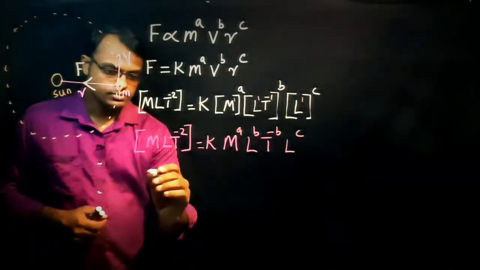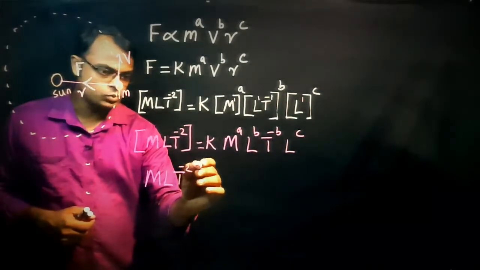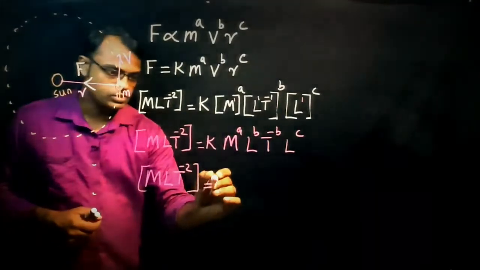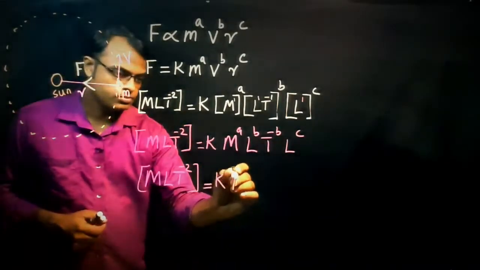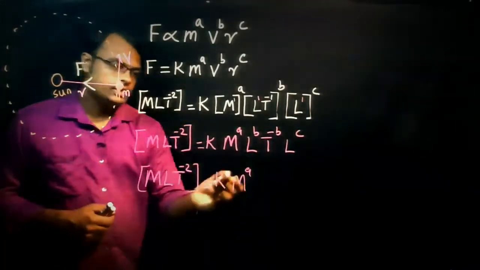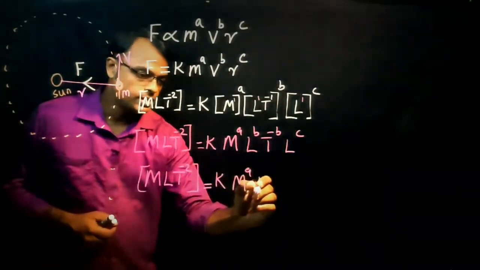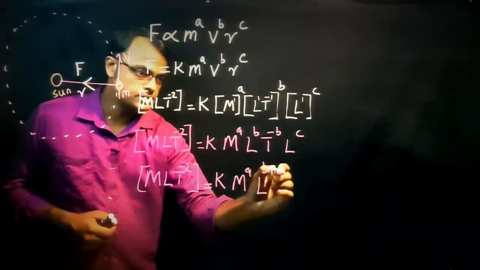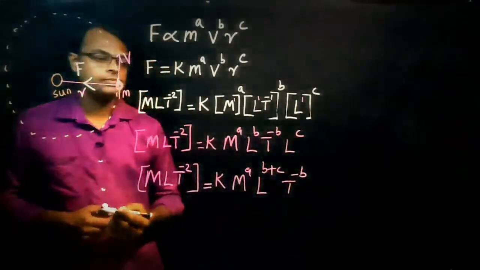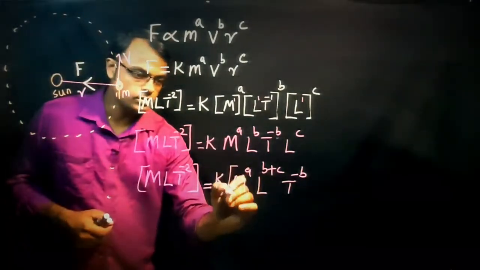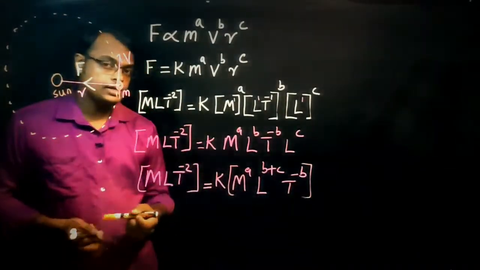Now you can write this equation as m l t to the power minus 2 on the left hand side, equal to k into, for m, how many terms are there? Only one term, so m to the power a. For l, how many terms are there? Two, so the powers must be added: l to the power b plus c. For t, only one term, so t to the power minus b. Now if you compare these two equations, the left hand side and the right hand side.